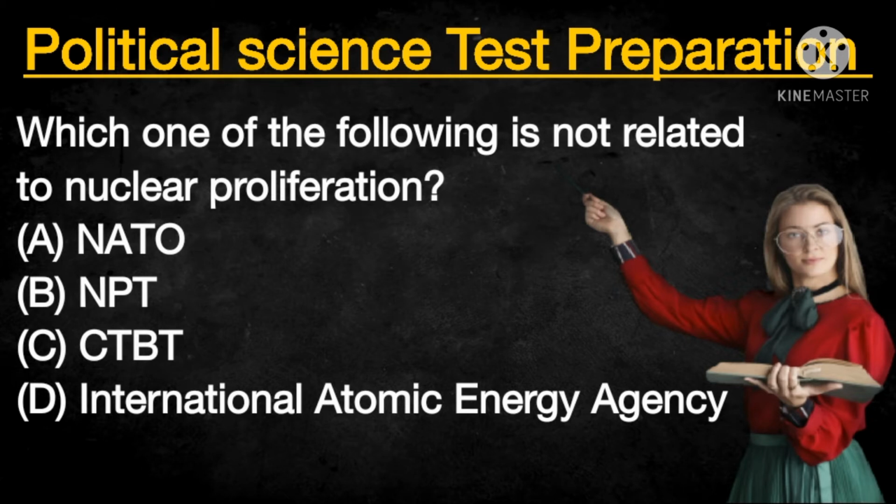Question: Which one of the following is not related to nuclear proliferation? A. NATO, B. NPT, C. CTBT, D. International Atomic Energy Agency. Its correct answer option A, NATO.